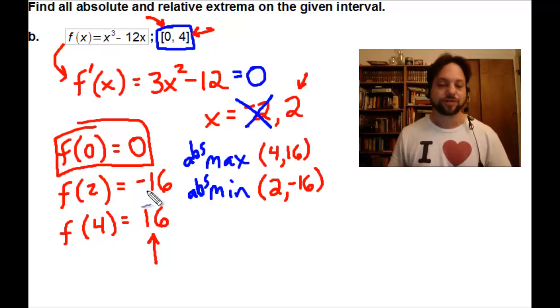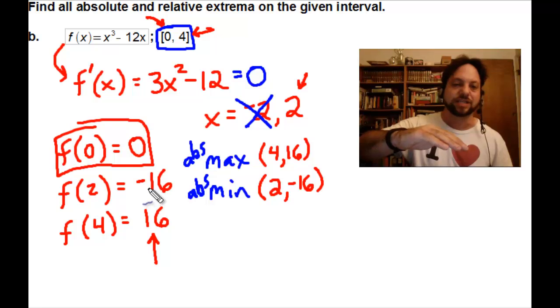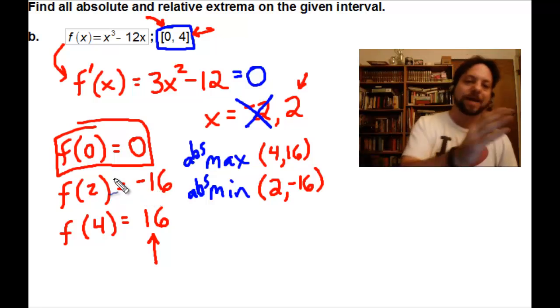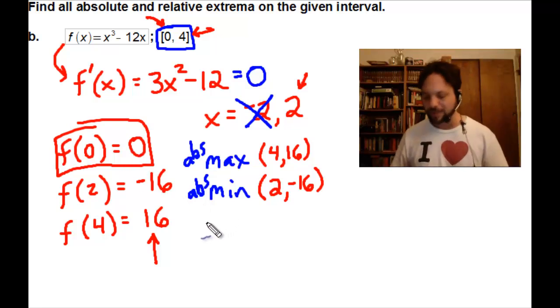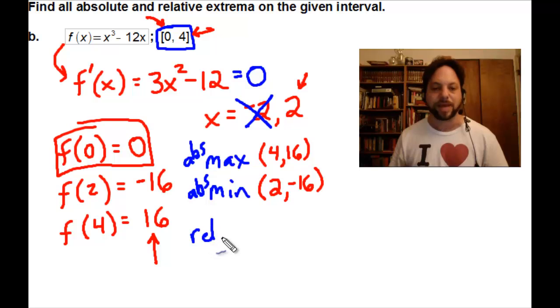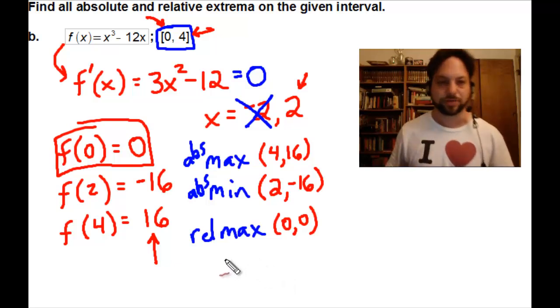If you just observe this on your own, at f of 2, we're all the way down at negative 16. So to get back to 0, clearly we're rising up. And so what that must mean is that we have a relative max here at 0, 0. So we've identified all the absolute and relative extrema.